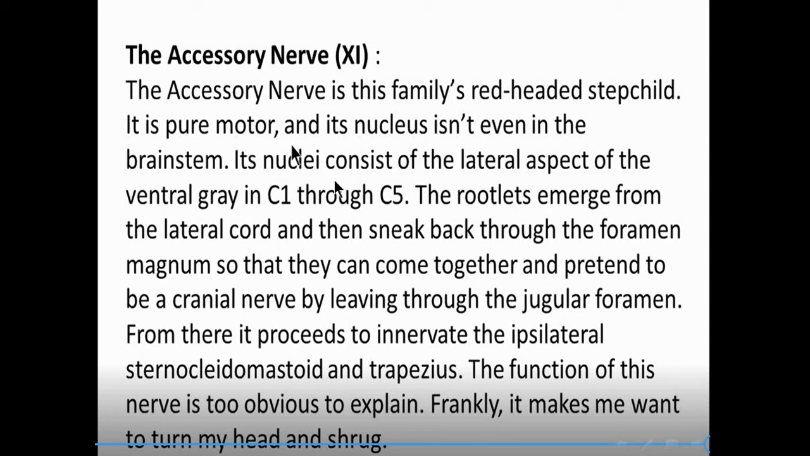Its nuclei consist of the lateral aspect of the ventral gray matter from C1 to C5. The rootlets emerge from the lateral cord and then snake back through the foramen magnum, so they can come together and pretend to be a cranial nerve by leaving through the jugular foramen. From there, it proceeds to innervate the ipsilateral sternocleidomastoid and trapezius muscles in the neck. The function of the nerve is too obvious to explain: turning the head to the left and right side, and also to shrug the shoulder, to raise the shoulder joint.